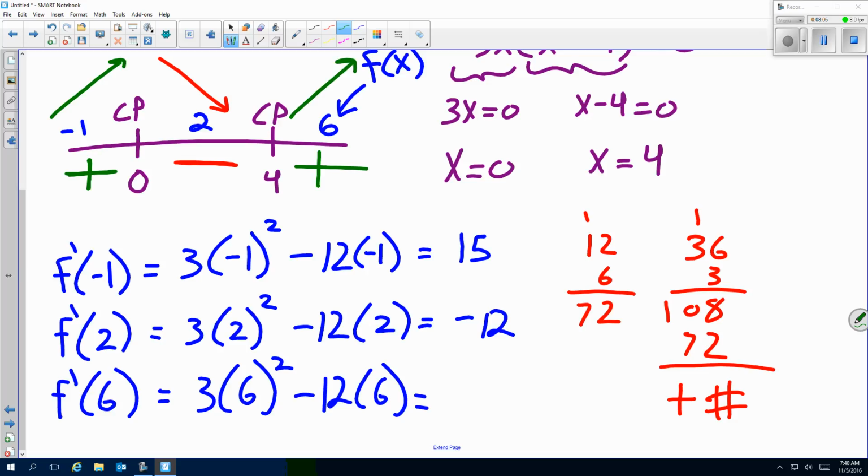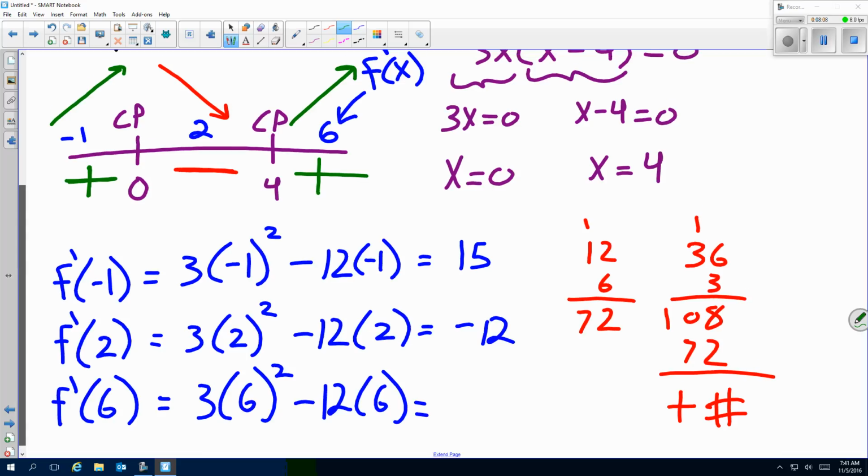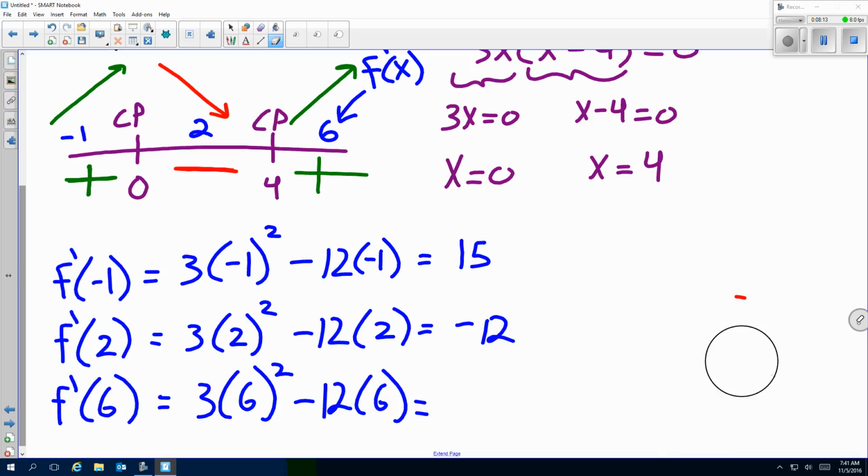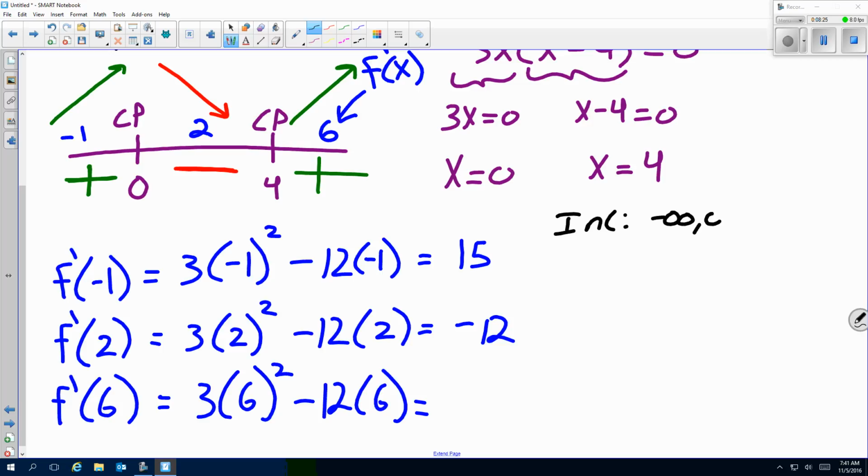Okay? So what does this tell me? Well, this tells me a couple of things. I now know intervals of increasing and decreasing. I know that my function is going to be increasing from negative infinity to 0. And I know it's also going to be increasing from 4 to infinity. That negative slope means my function is decreasing from 0 to 4.